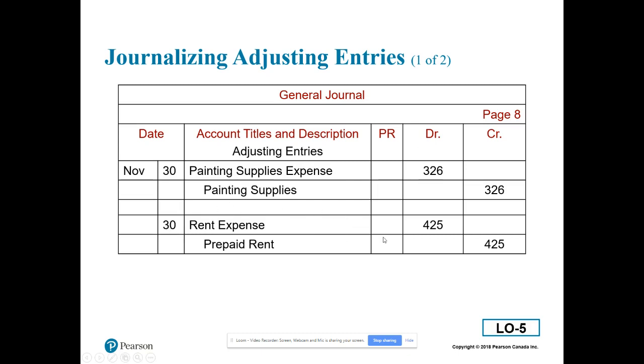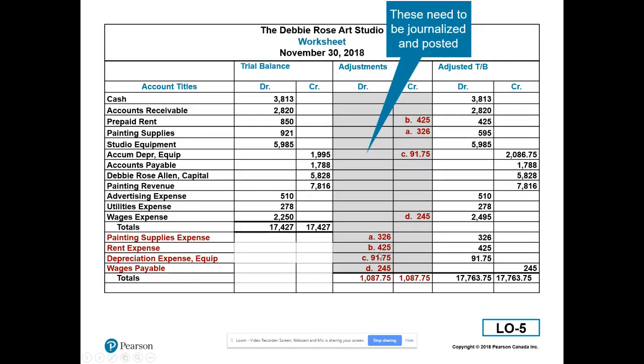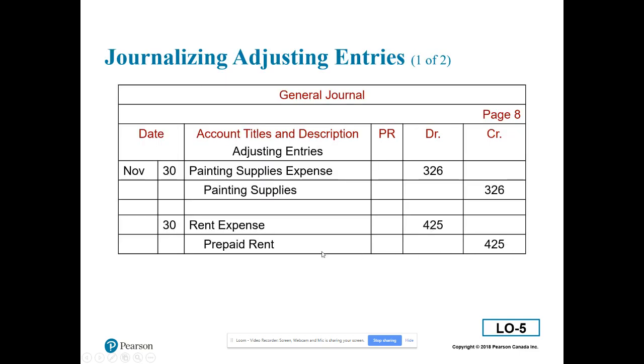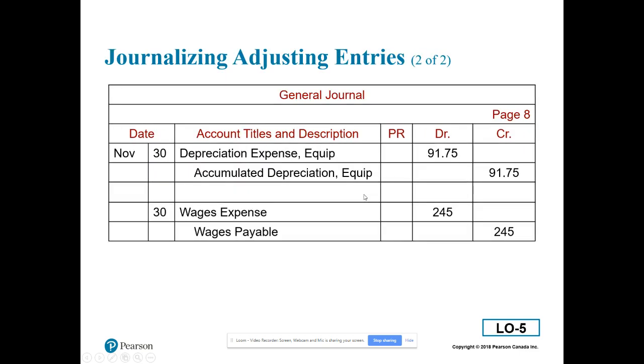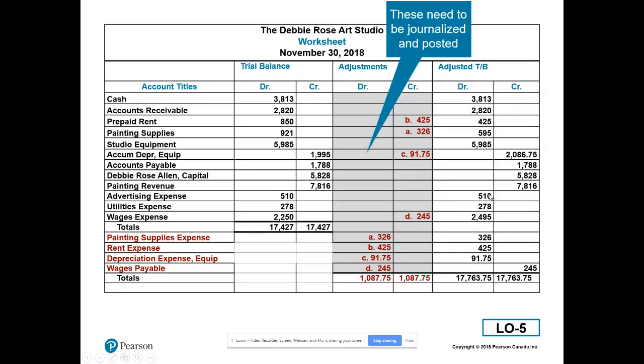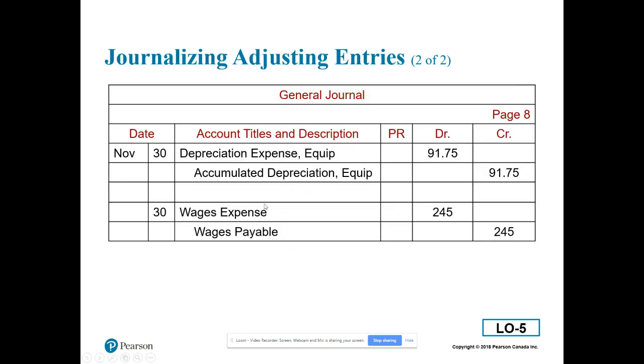Leave a space to the rent expense. So the rent adjustment, 425 debit, prepaid is 425 credit, so debit my expense, credit. Say adjust prepaids. I record my depreciation, debit depreciation, credit accumulated depreciation, and then do my wage expense and credit my wage payable.